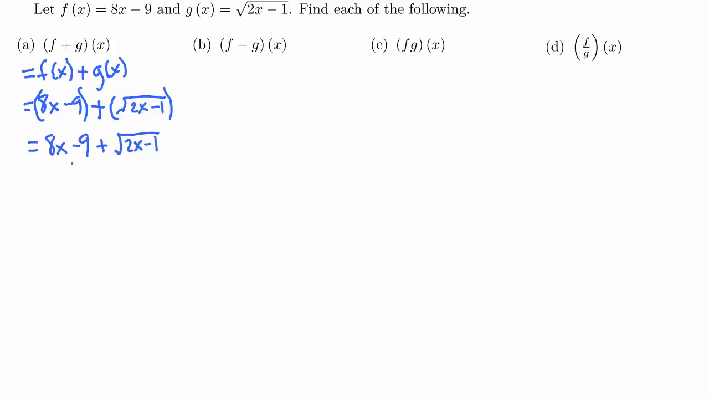Now notice that 8x minus 9 and the square root of 2x minus 1, none of these share any common factors. They don't share any like terms. Therefore, there's nothing I can do. That means that this is f plus g of x. So f plus g of x is equal to 8x minus 9 plus the square root of 2x minus 1.